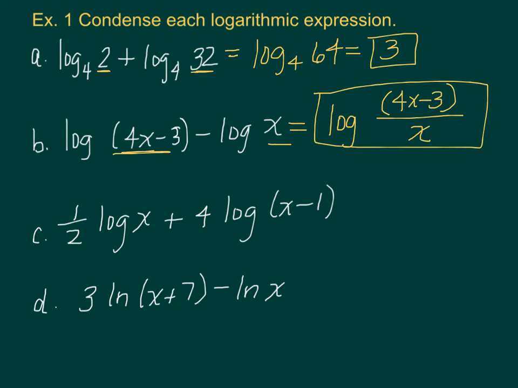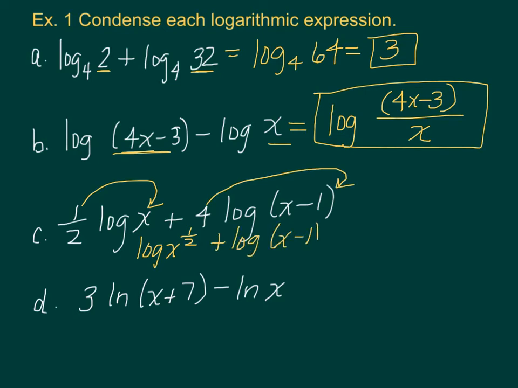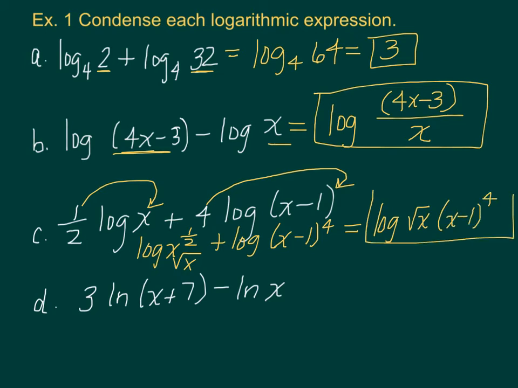Okay, in example C, notice this 1/2 now has to become the exponent, because that is the power property. And this 4 has to become the exponent. So you take care of those first. Then what you do is condense the two terms. Well, first of all, we know that raising something to the 1/2 means square root of x. So just remember that. So we're going to condense again with multiplication. So we have log square root of x times x minus 1 to the 4th power, and we leave it like this.